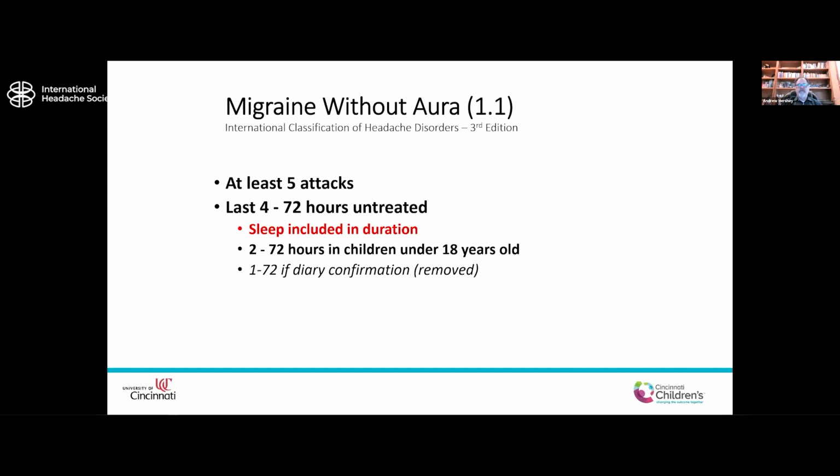There's the duration of the headache, which for the typical headache due to migraine is 4 to 72 hours. For children, we allowed a shorter duration, although that probably only reflects the average headache and maybe not the worst headaches. And we removed the 1-hour component.